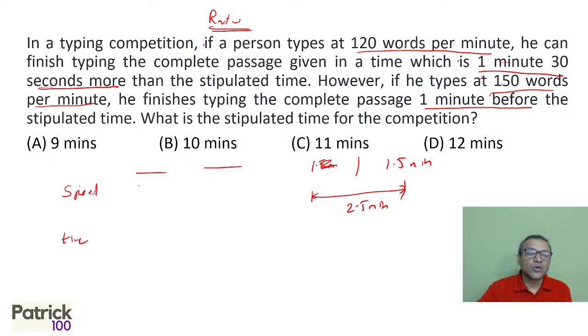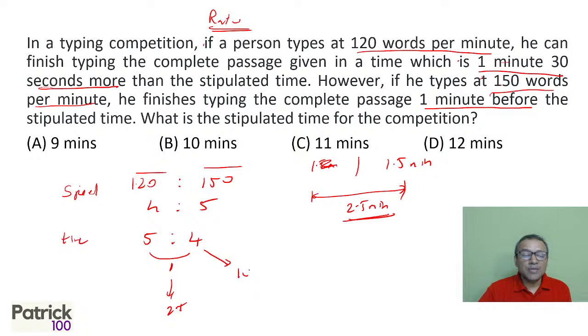Okay, let's try to understand. If I say speed is 120 and 150, it is 4:5 speed. If the speed is 4:5, the time is inversely proportional to speed, so it is 5:4. Now the difference of 5 and 4 is 1 actually, for time, which stands for 2.5 minutes, because we know the difference in time is 2.5 minutes. If 1 stands for 2.5 minutes, 4 will stand for 10 minutes.